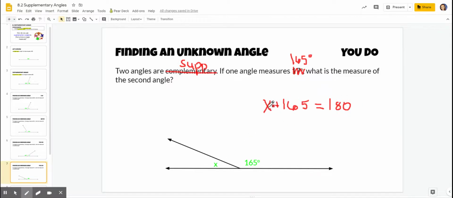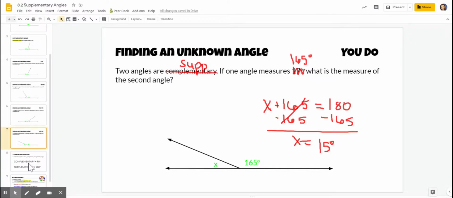So we have angle x. We have an angle that measures 165 for a total of 180. Subtract 165 from both sides. And that should leave you with a missing angle measurement of 15 degrees. Okay.